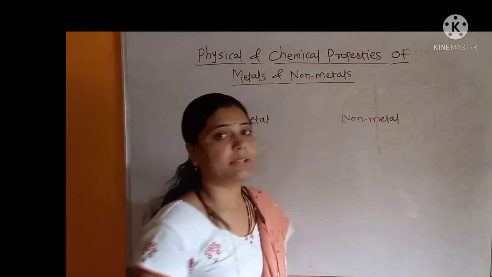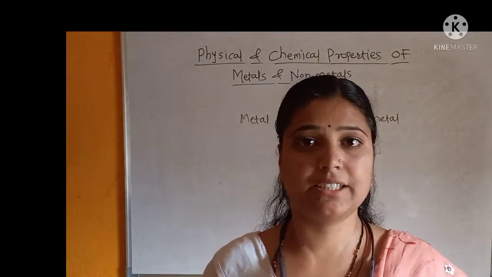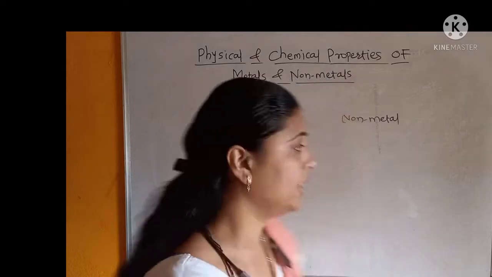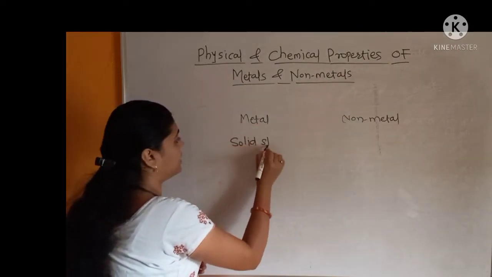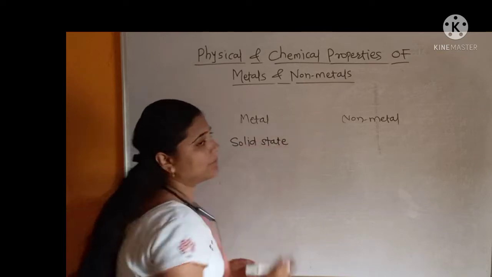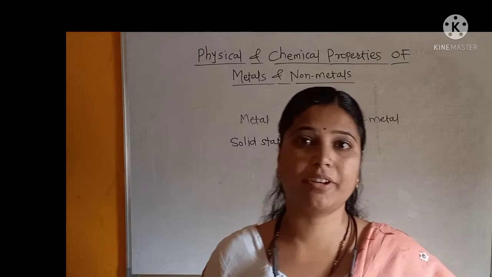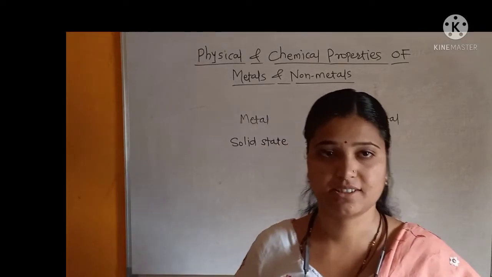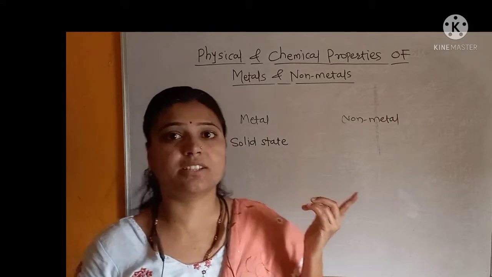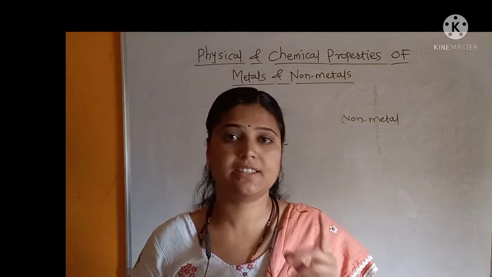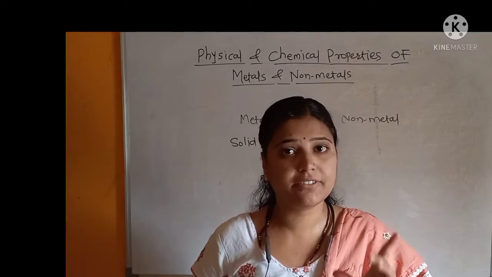Basically, metals occur in nature in the solid state, but there are some exceptions. Without exceptions we can't learn chemistry; in each and every case there are some exceptional cases. So metals are solid, but the exception is mercury, Hg. It is also a metal, but it is found in nature in its liquid state.